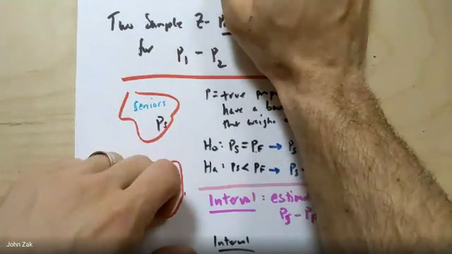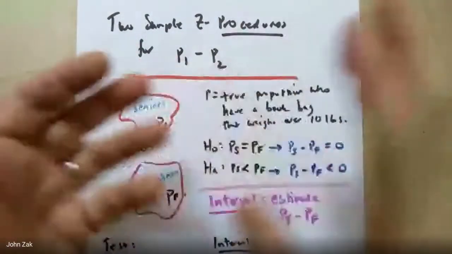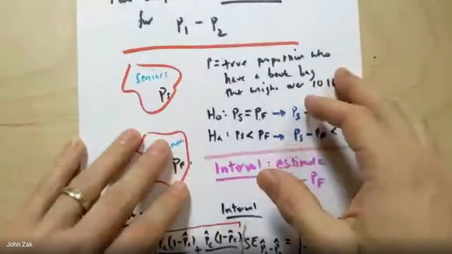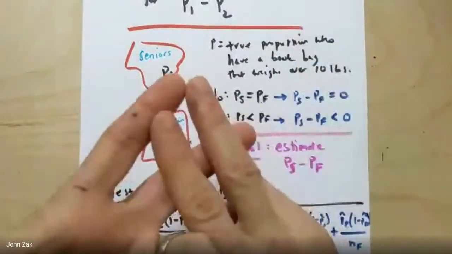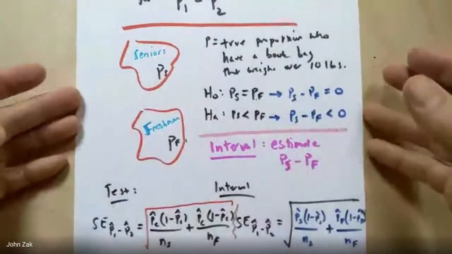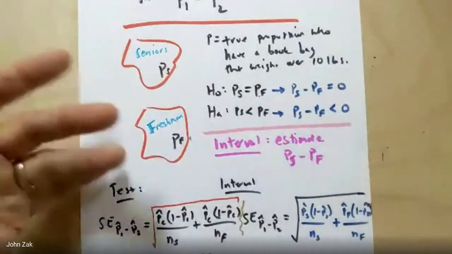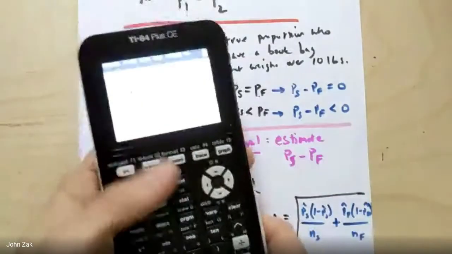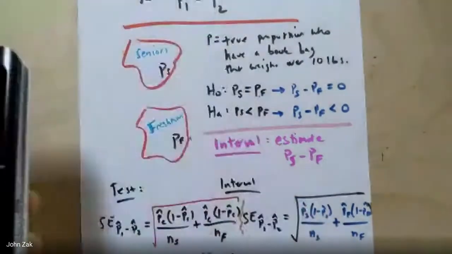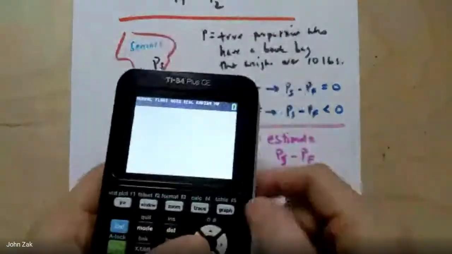There's nothing fancy. When we do the full procedure, you'll check the same kind of conditions that we always do. There'll be large counts because we're dealing with proportions. You can do everything just in the calculator, right? So if I'm being lazy, in fact, here, let me do a test and an interval just in the calculator for these data right now.